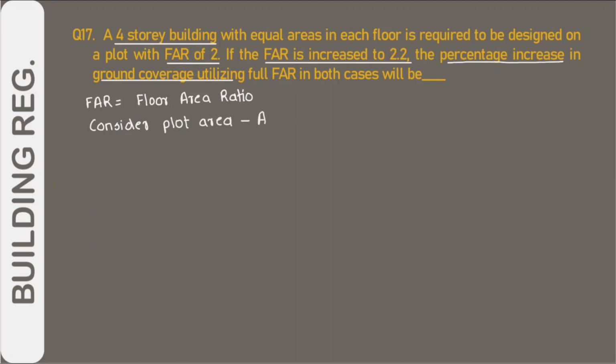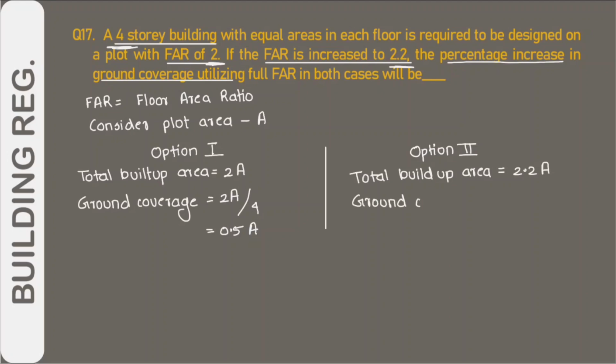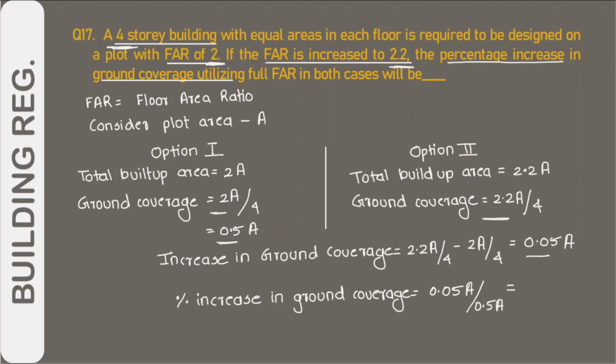Consider the plot area to be A. So in the first option, the total built up area will be 2A. As it is a 4-floor structure, the ground coverage will be 2A by 4, which is 0.5A. In option 2, the total built up area is 2.2A. The ground coverage will be 2.2A by 4. So the increase in ground coverage will be the subtraction of option 1 from option 2, which is 0.05A. So the increase in ground coverage is equal to 0.05A divided by 0.5A, that is 10%.